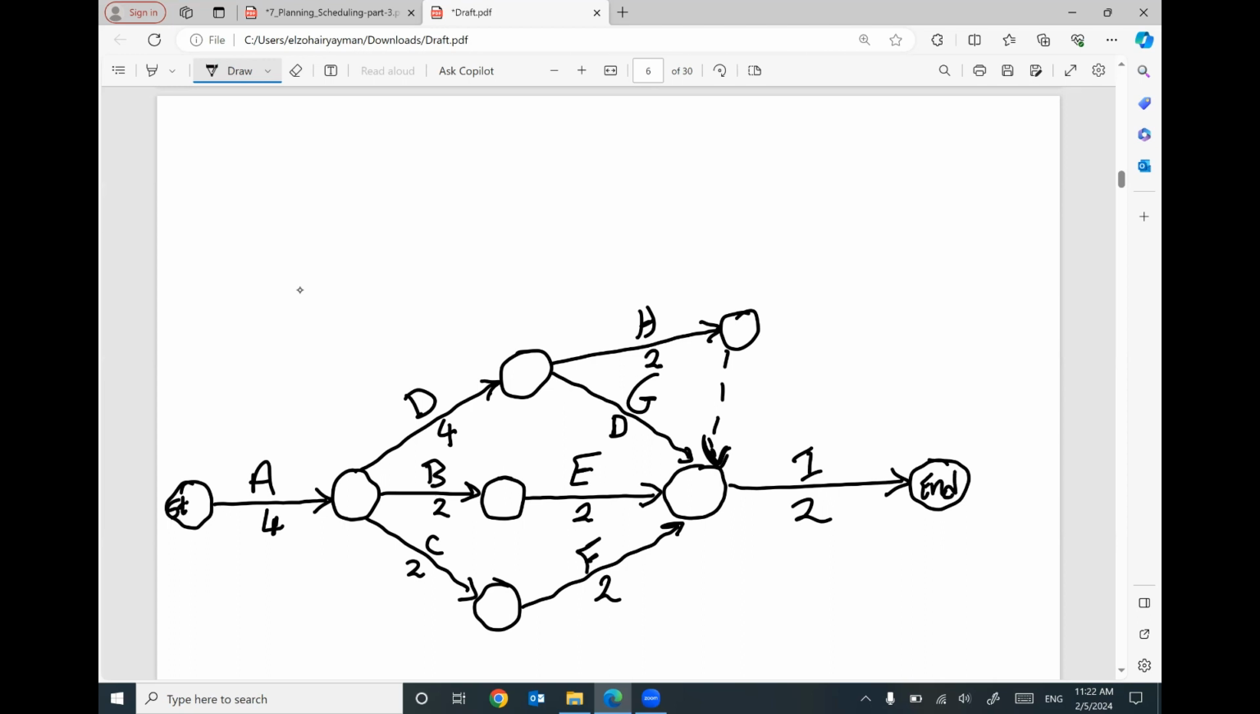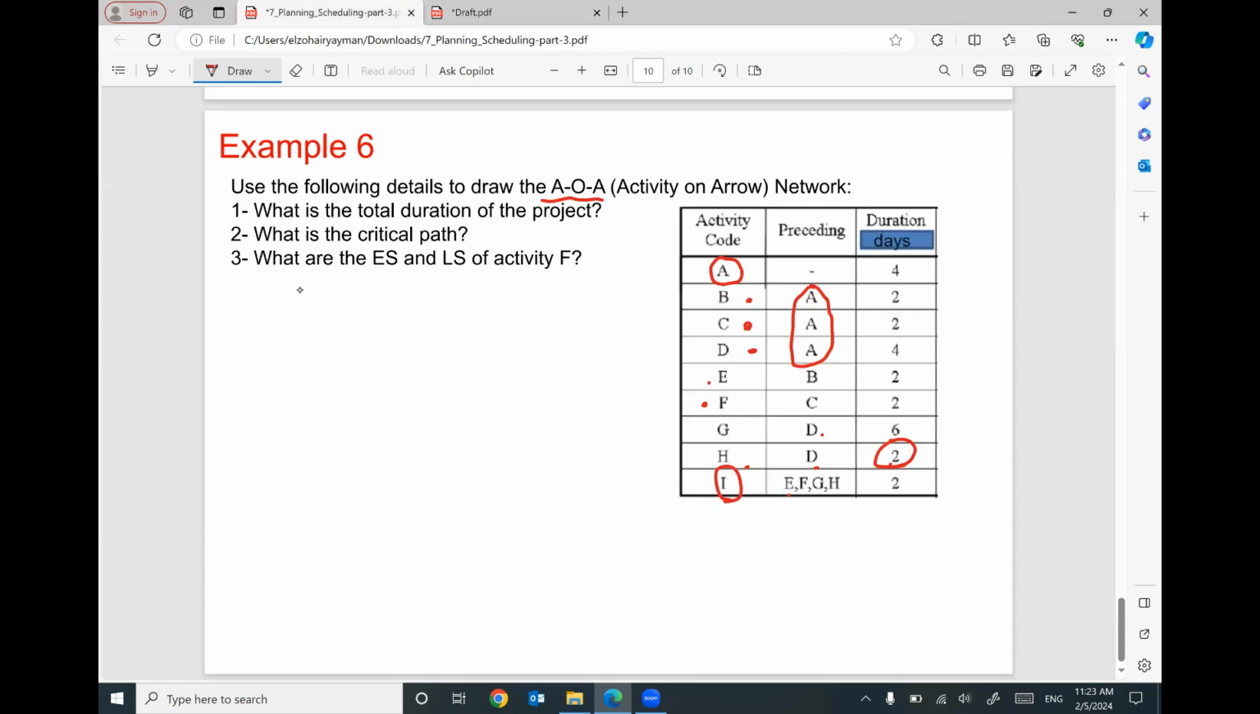This is the end of the project, and the last activity will be I. This is the start of the project. The first activity is A. So I will start with 0, plus 4 will be 4. This 4 will be the early start for all the following activities. 4 plus 4 will be 8. 4 plus 2 will be 6. 4 plus 2 will be 6. This 8 will be the early start for activity H and activity G. 8 plus 2 will be 10. 8 plus, the duration for G is 6.